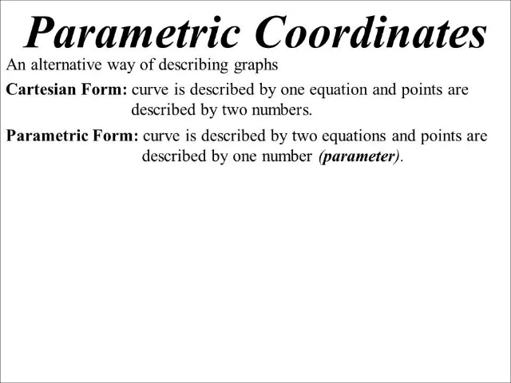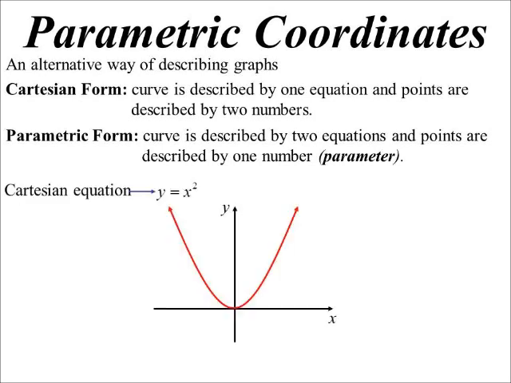Parametric is sort of the other way around, where we describe the curve with two equations, one for the x value, one for the y value, and then the point is just described by one number, which we can then substitute into both equations to come up with the coordinates. That number is known as the parameter. So y equals x squared, that's the Cartesian equation that we're used to seeing. x equals t on 2 and y equals t squared on 4 would be an example of parametric equations.